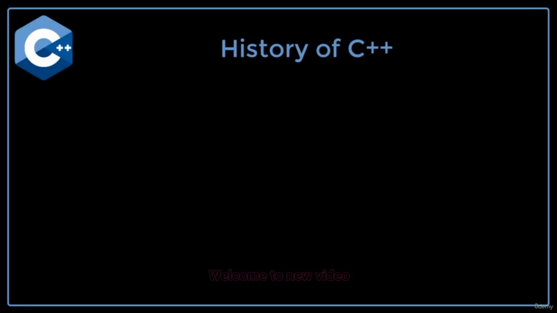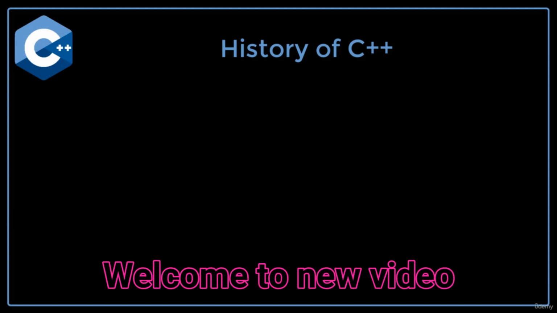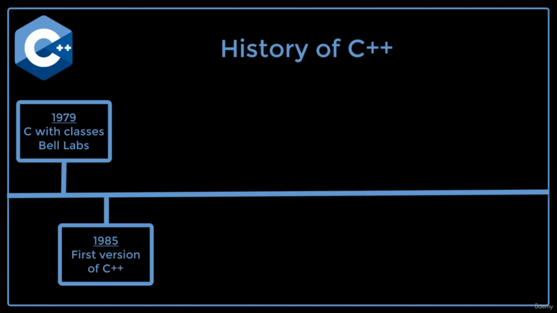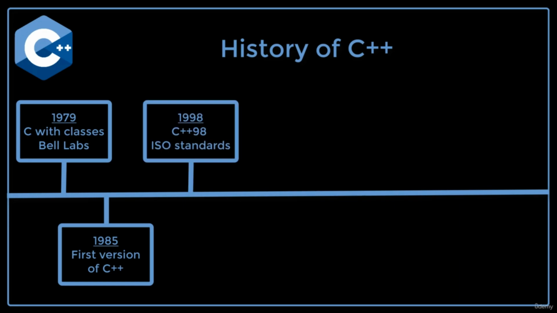In this video, we will take a look at the history of the C++ programming language. In 1979, the development of a project called C with Classes began at Bell Labs by a gentleman named Bjarne Stroustrup. This project was eventually renamed C++, and the first version of C++ was released in 1985.